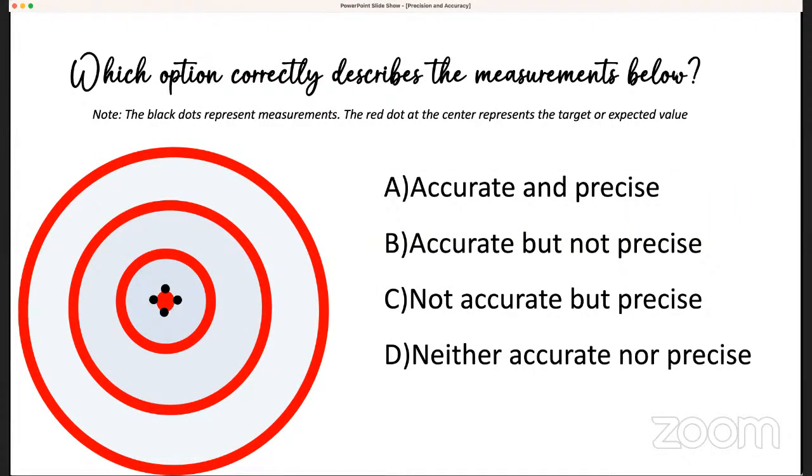Here, which option correctly describes the measurement? Again, 4 choices. So go ahead and enter your responses in the chat.